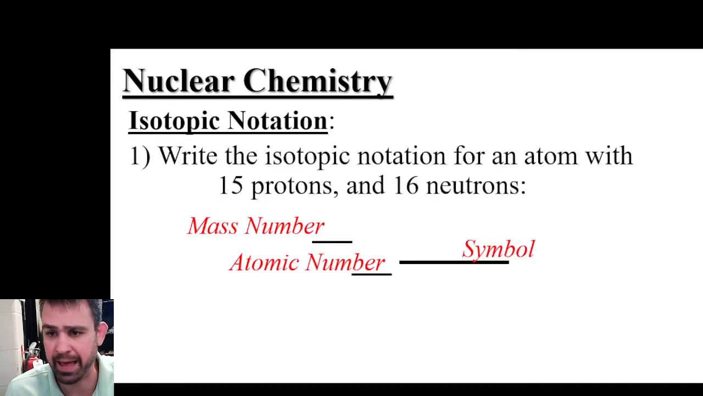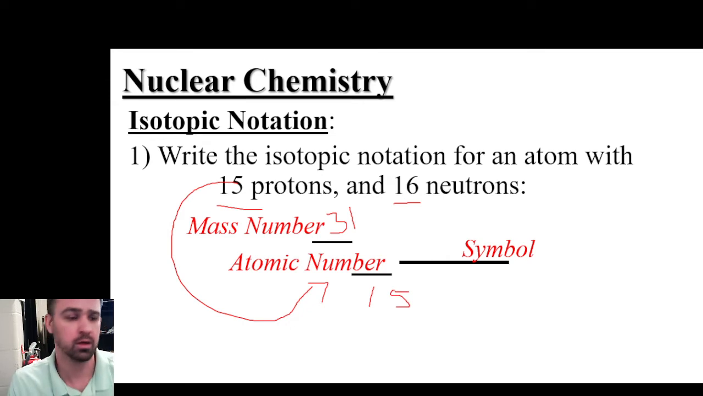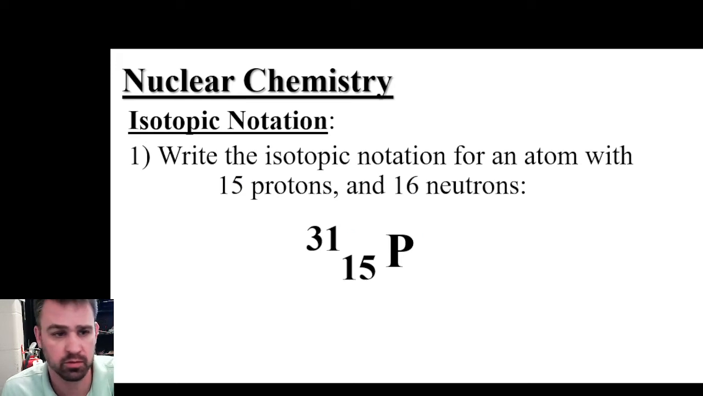Write isotopic notation for an atom with 15 protons and 16 neutrons. So once again, we have our symbol, atomic number, so this number of protons goes at the bottom. Neutrons don't go in there, but we do need it to give our mass number. So this is going to be 16 plus 15, which gives us 31 as our mass number, and our atomic number is going to be 15. Because our atomic number is 15, we look at our periodic table, and element number 15 is going to be phosphorus. So we put a P there. And that's where all those numbers came from.